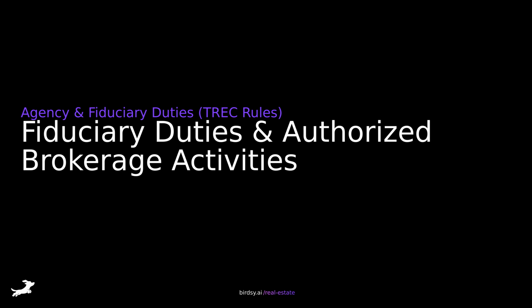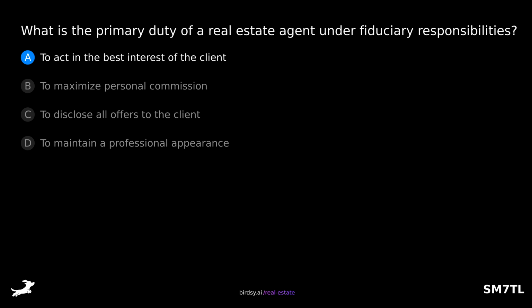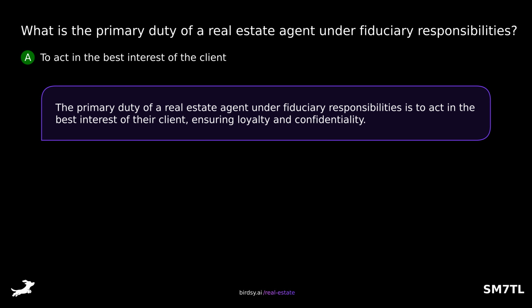Fiduciary duties and authorized brokerage activities. What is the primary duty of a real estate agent under fiduciary responsibilities? Is it A, to act in the best interest of the client? B, to maximize personal commission? C, to disclose all offers to the client? Or D, to maintain a professional appearance? The answer is A, to act in the best interest of the client. The primary duty of a real estate agent under fiduciary responsibilities is to act in the best interest of their client, ensuring loyalty and confidentiality.